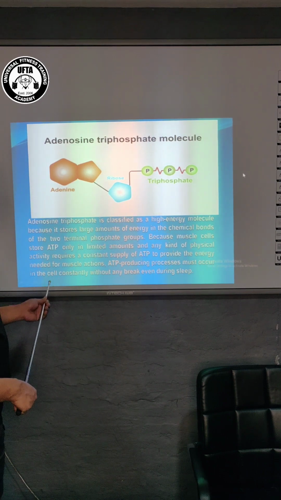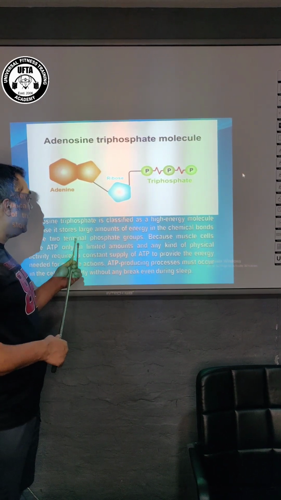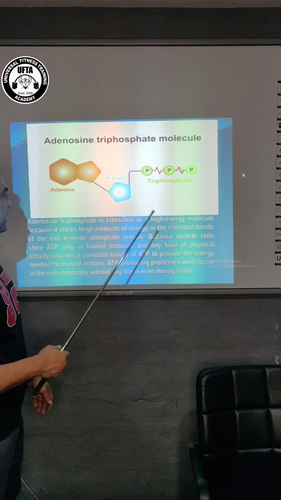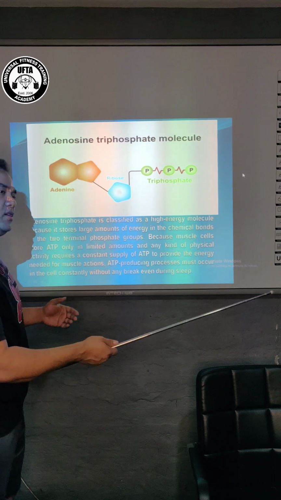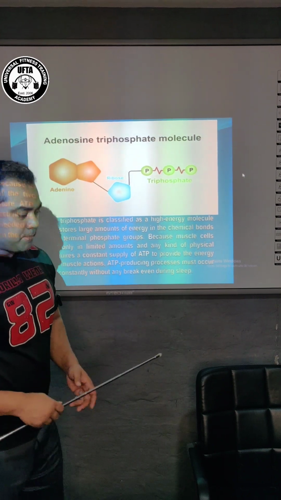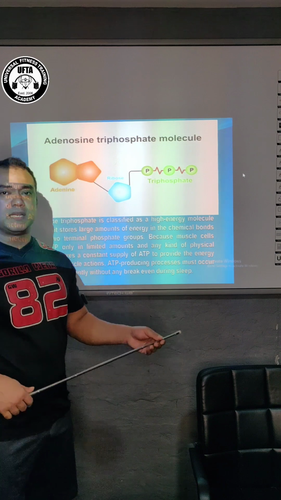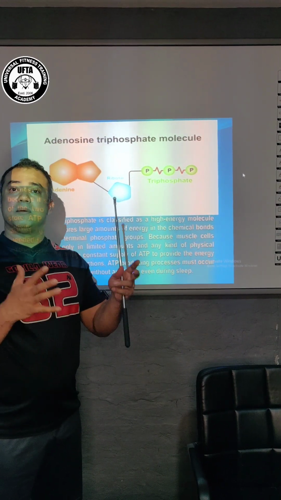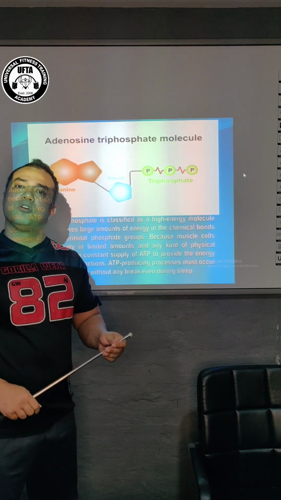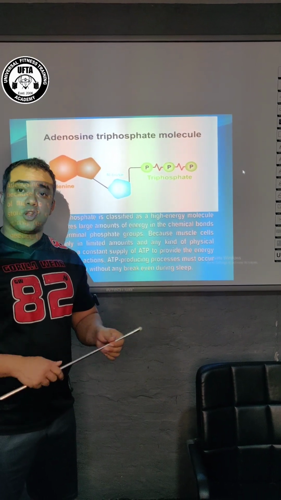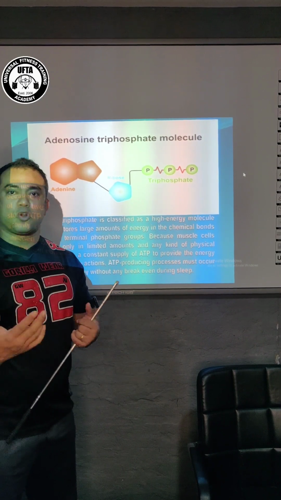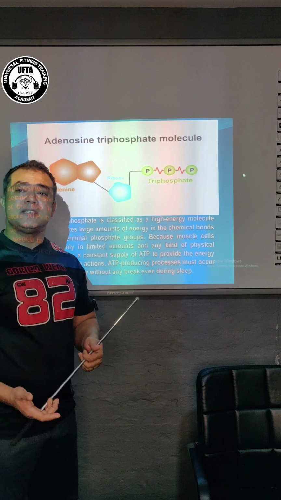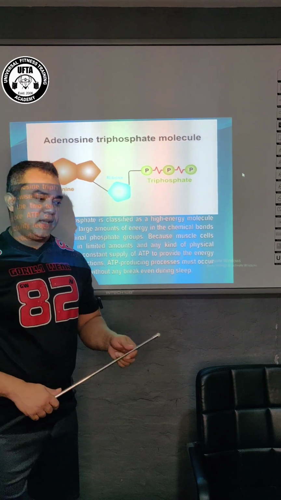Because muscle cells store ATP in limited amounts, and any kind of physical activity requires a constant supply of ATP, without ATP we cannot do any kind of activity. I will give you an example. When a person dies or any animal dies, you might have seen that the body becomes stiff. That is called rigor mortis. When our body stops producing ATP, our muscles cannot contract. So finally, when there is no energy in the muscles, the body becomes stiff and cold.